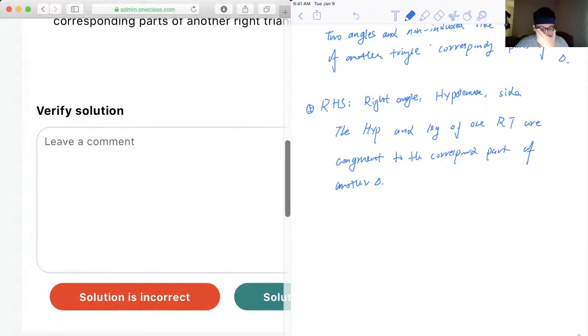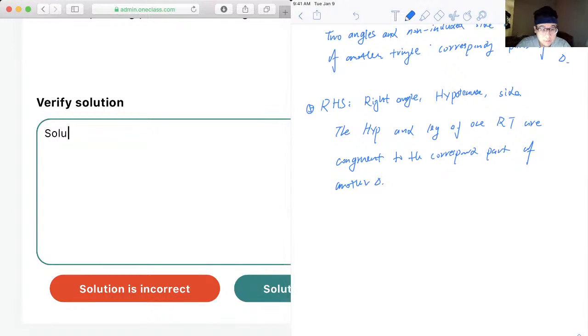Let's leave a comment. Solution is correct. Well done.